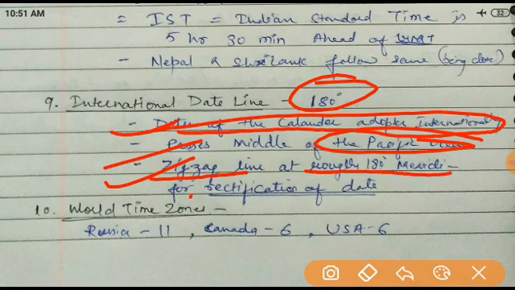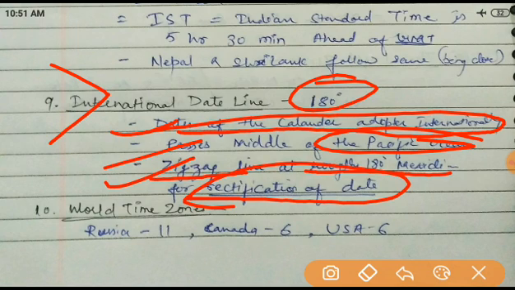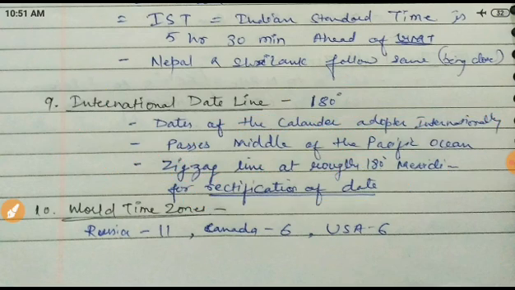This is for the rectification of the date. For a particular country, just like here, a country's extension is that much. If this line passed through it, then in the same country there would be two dates. So for making one date they are bending it, for the rectification of the date. So this is all about the international date line.